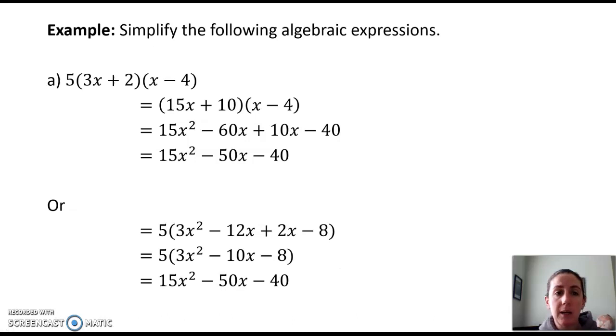So the answers turned out to be the same. So again, it's completely up to you if you want to distribute the 5 first, then distribute the two groups, which you call FOIL, or if you want to FOIL these two groups first and then distribute the 5. Both will end up with the same answer.